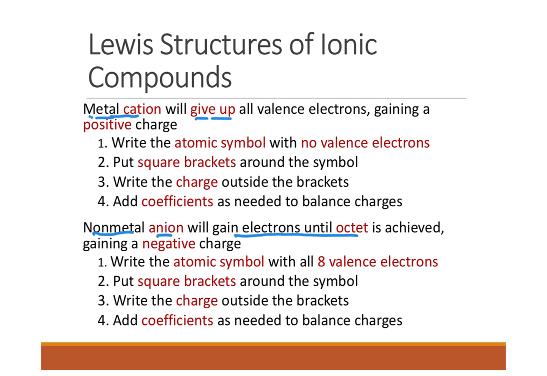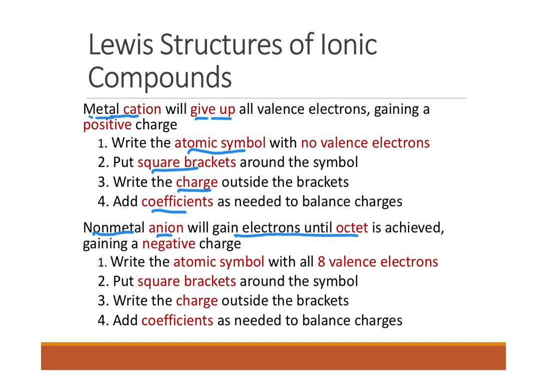So the steps to write a Lewis dot structure is to first put the atomic symbol of the atom down on your paper and put square brackets around it. For your positive metal cation, you're going to put the charge outside the bracket, plus whatever number, and then eventually you're going to add coefficients to balance the charges.